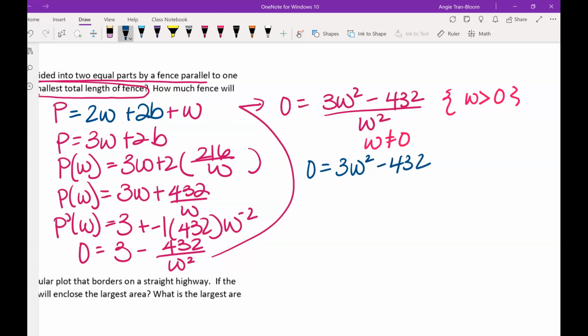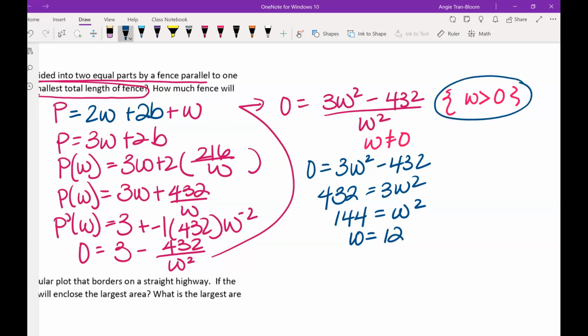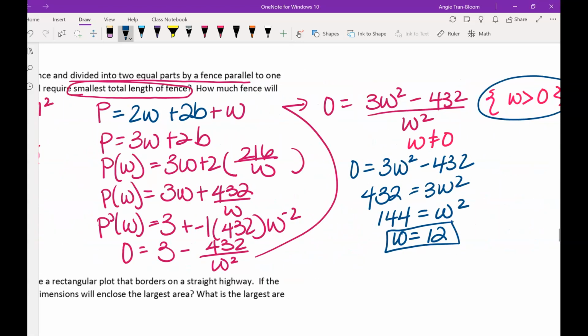Okay, move 432 over to the left. Divide both sides by 3. And so we are going to get 144 equals W squared. Square root both sides. Normally I'm going to say, don't forget to write plus or minus, but we can't have a negative based on our width restriction. So right now, our width is 12 units. What was the unit? Meters.